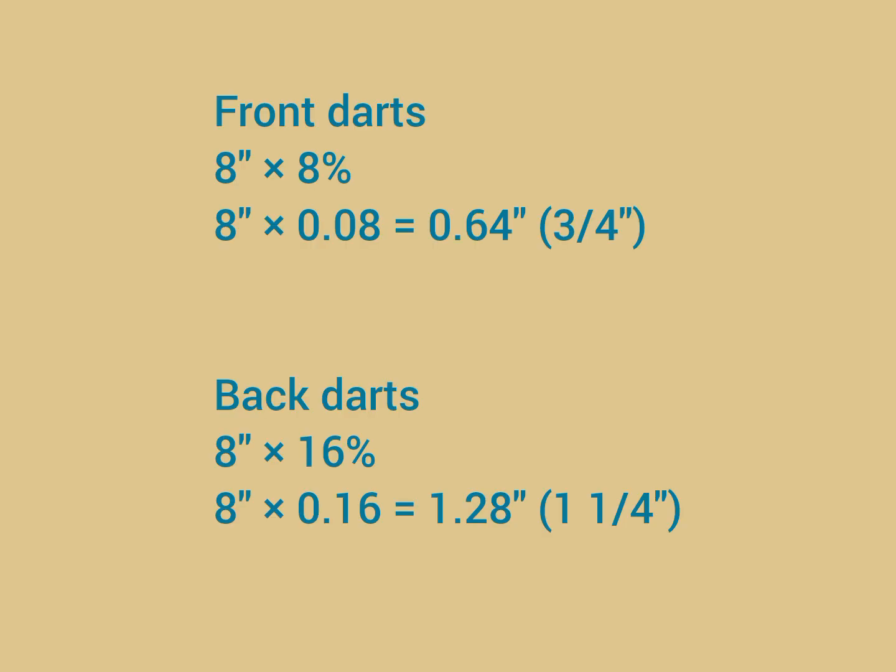To calculate the front dart intake, I'll multiply my drop, that is the difference between the hip and the waist, by 8%, and the answer it will give me is 3/4. That is what will be the front dart intake, and for the back it will be the drop multiplied by 16%, and it will give me 1/4 of an inch. So that is the back dart intake.